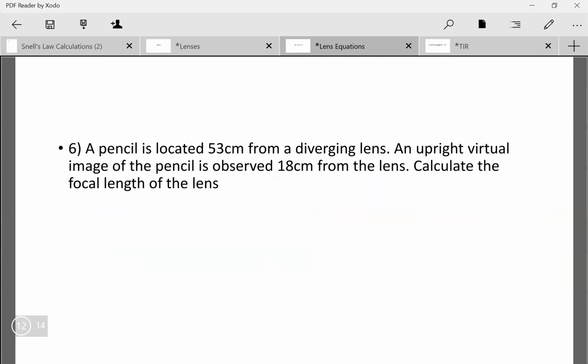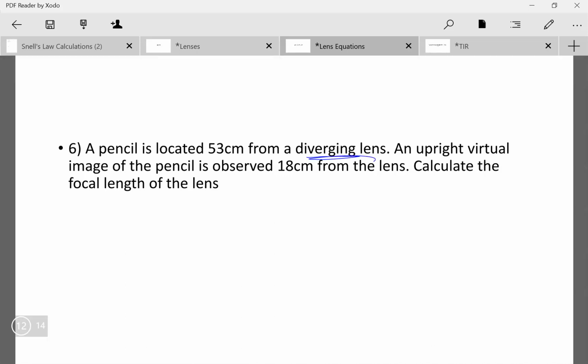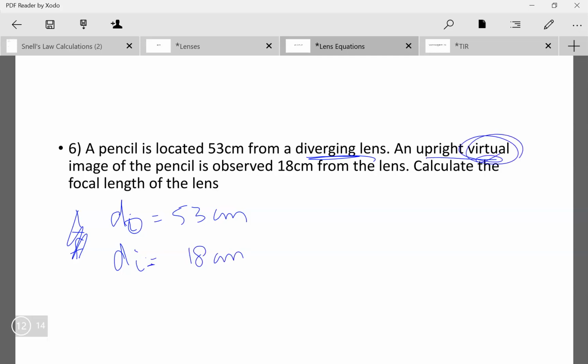Calculate focal length. So this is kind of a different type of question, but it's a diverging lens. So 1 over, okay, what am I given? Distance of object is 53 centimeters. Image of pencil is formed 18 centimeters, but it's upright and virtual. So it's negative 18 centimeters. This is the key here. And then I just use my formula. 1 over f is 1 over do plus 1 over di. 1 over f equals 1 over 53 plus 1 over negative 18.